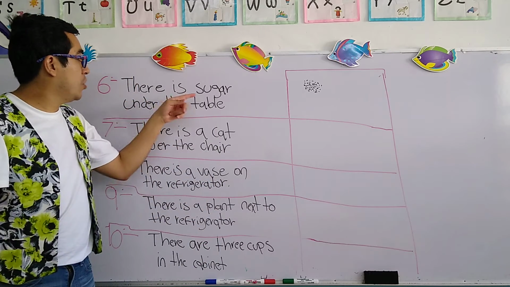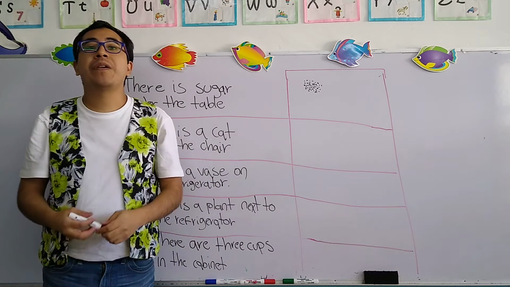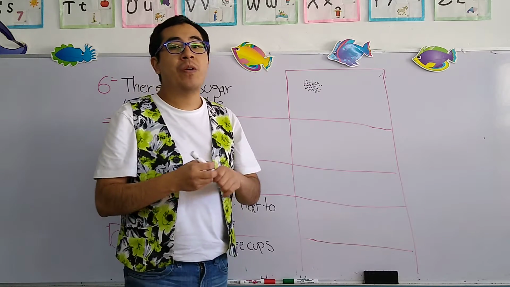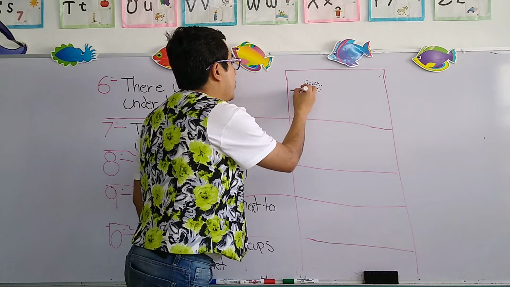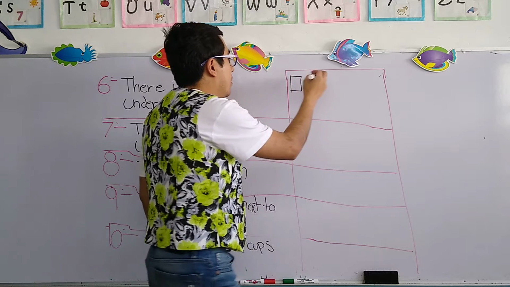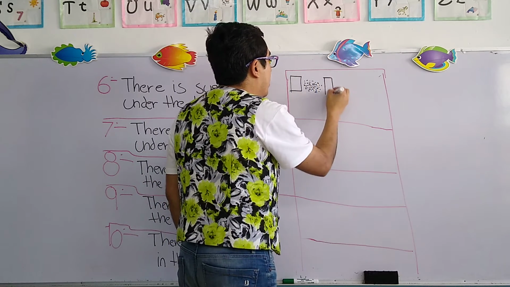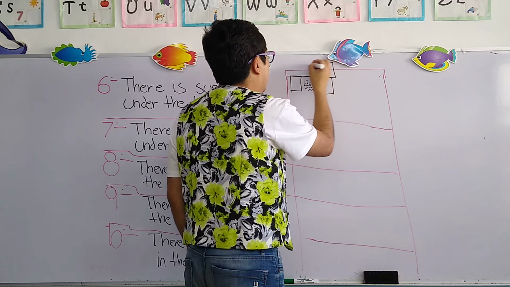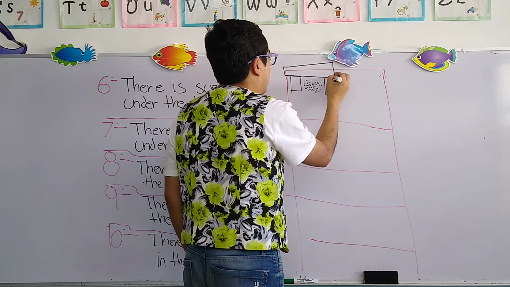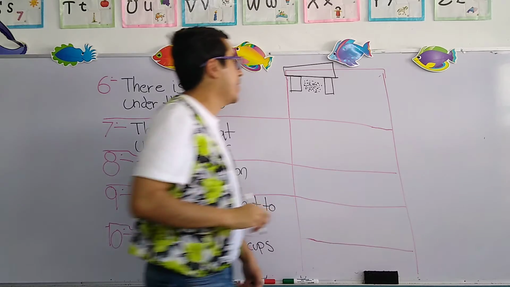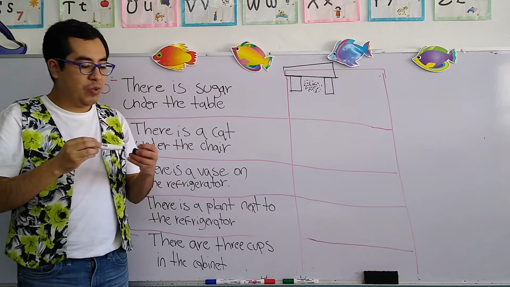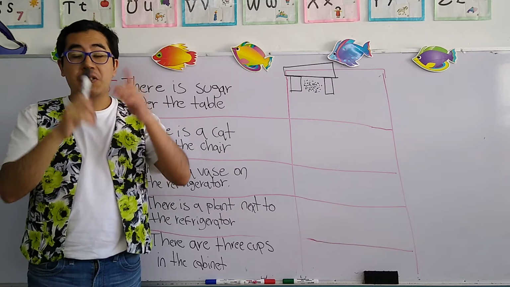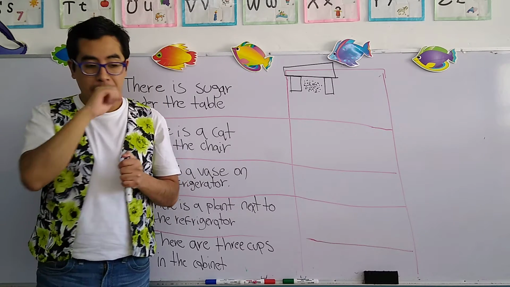It says there is sugar under the table. So this sugar, remember, is under the second object, which is a table. Okay, very good. So there is some sugar under the table. Very good. Let's continue with number 7.